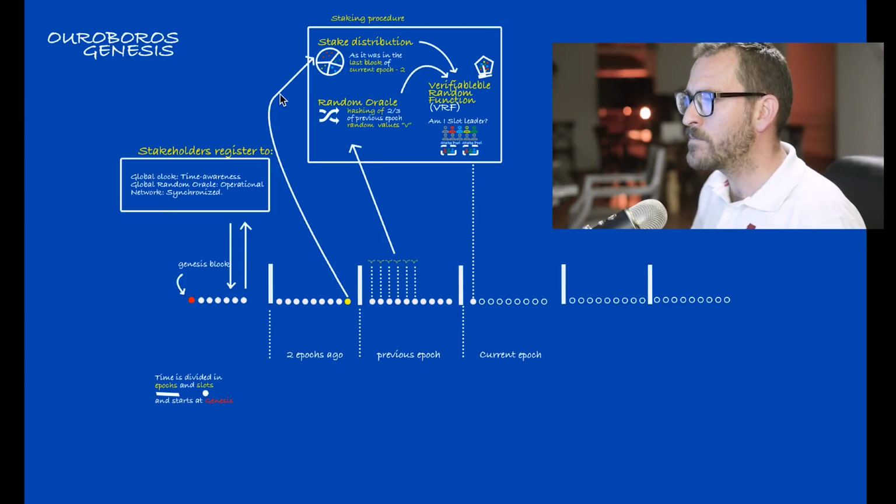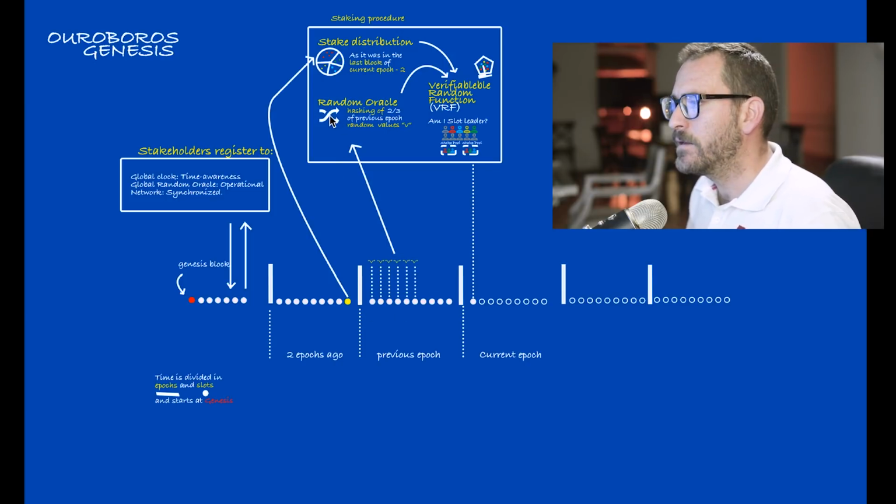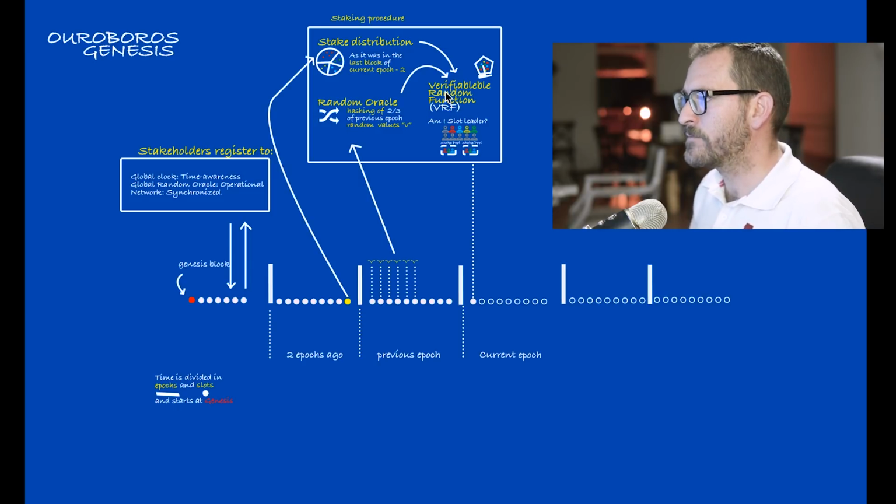Okay? So the random oracle is going to take every value here, well, not exactly every, but the first 2/3 of the slots of the previous epoch, and is going to make a hashing of all these values together, and that hashing is going to become the seed, the random seed for the execution of this lottery, and this verifiable random function will produce a couple of outputs.